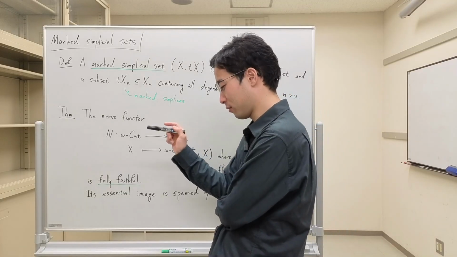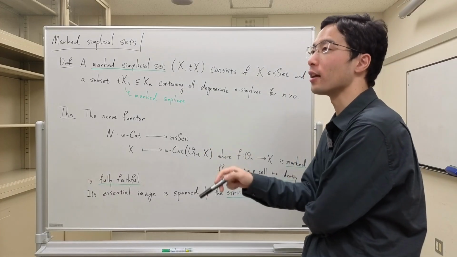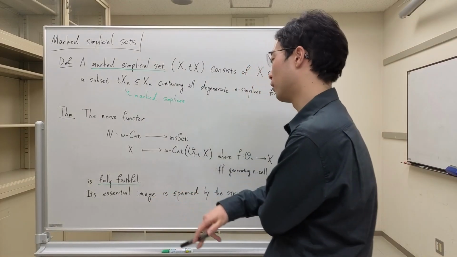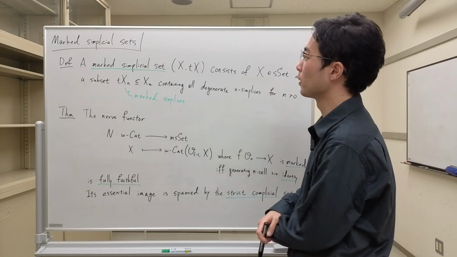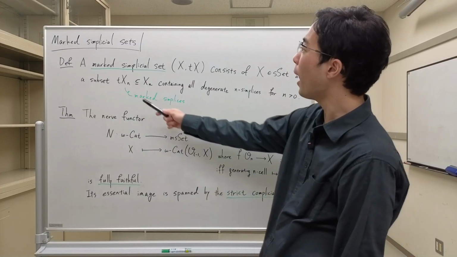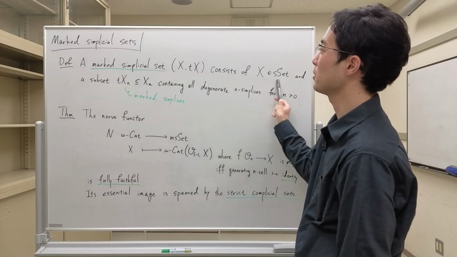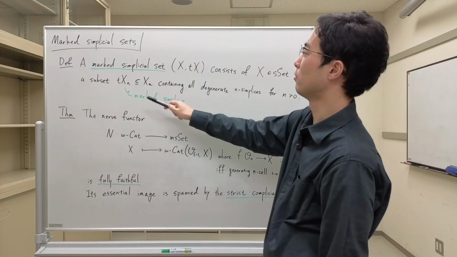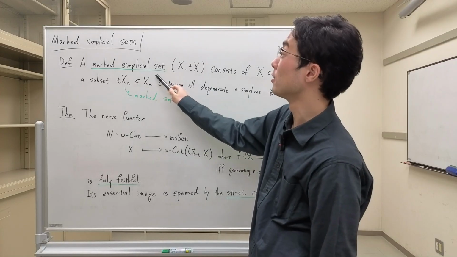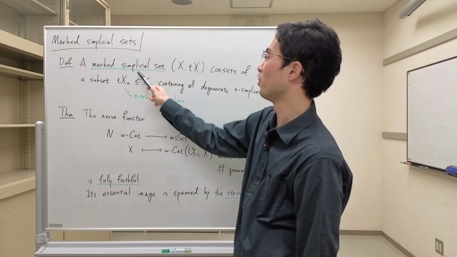But somehow the identities are the only thing that we have to remember in order to get a full and faithful nerve functor. So here's how we make that precise. A marked simplicial set is a pair consisting of X, which is just a simplicial set, and this TX, which is a graded subset. So this Xn denotes the set of n-simplices in the simplicial set X, and this TXn is a subset of that set.